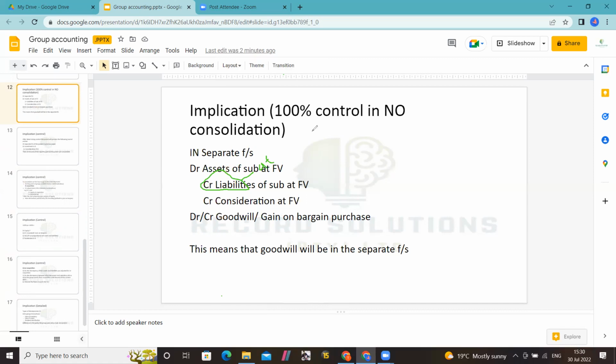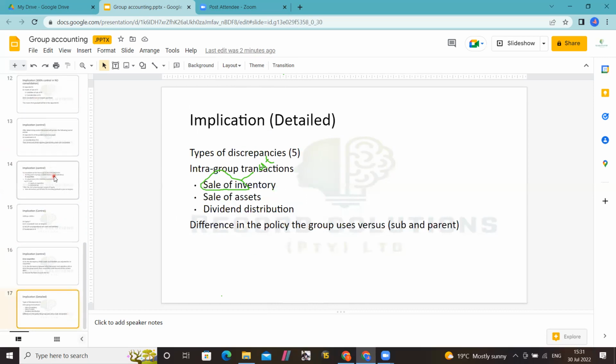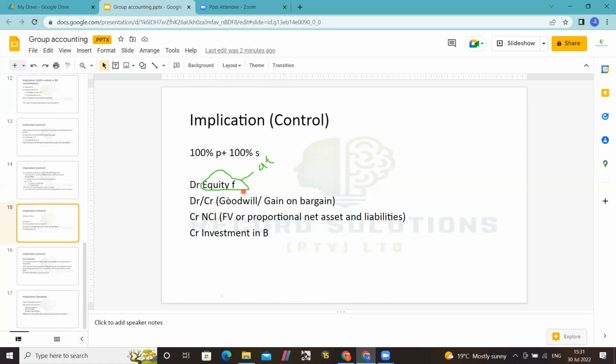Basically the value of the business, right? The value of the business. And I want to prove to you why this one also gives us the value of the business. This one here also gives us the value of the business. The reason why is because assets minus liabilities gives us what? It equals equity, right?